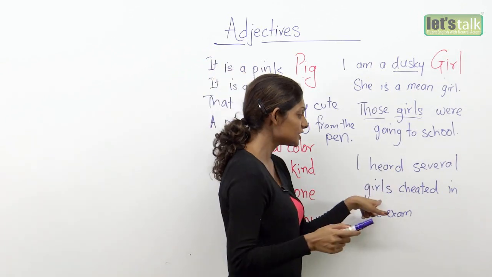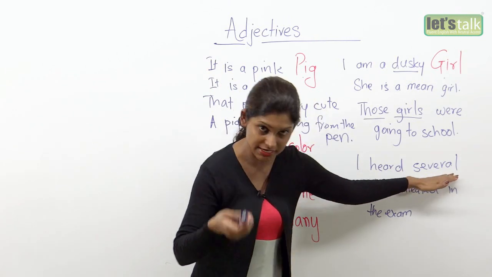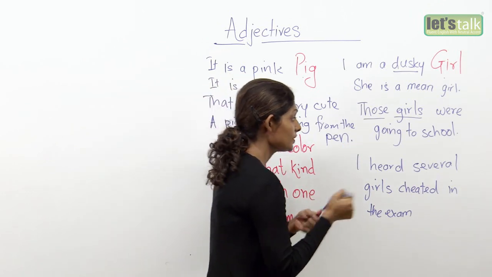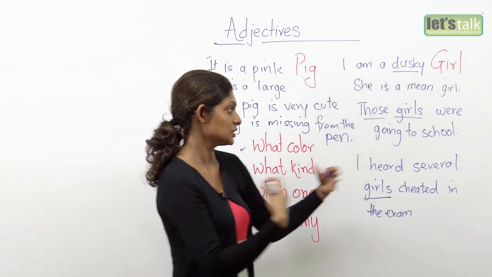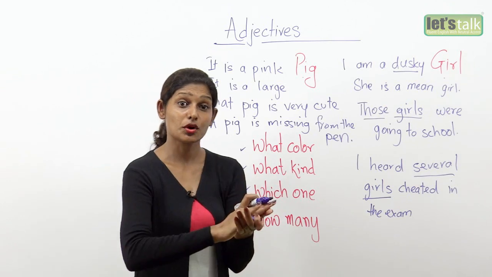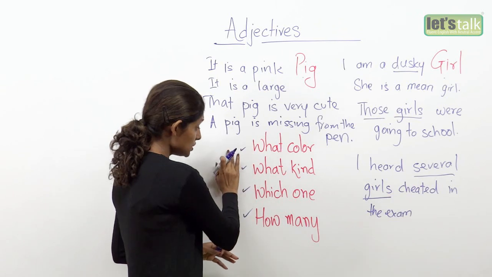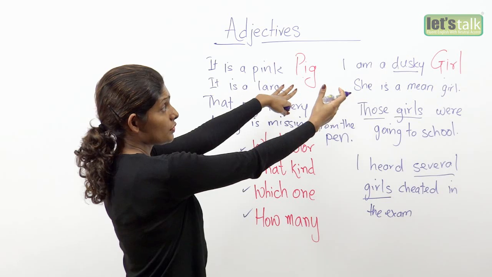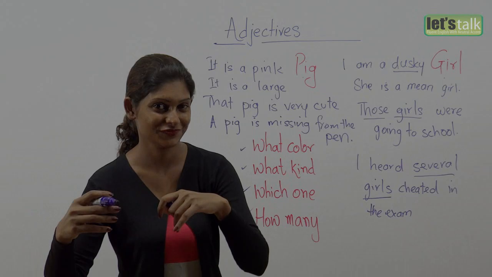I heard several girls cheated in the exam. Now, several is the adjective that is used to describe girls. Why did we use several? Because the girls are plural, so we can use adjectives like several to describe many or more than one. I hope you have understood this. These are the types of adjectives that are needed to be used, and I've just shown you using 2 nouns. I hope this has become much clearer to you now.